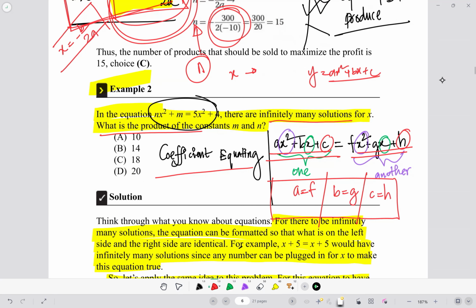What is the product of the constants? Then we just need to multiply m cross n. Okay, we just need to multiply. And what do we get multiplying it? 20. We get answer D is the answer.